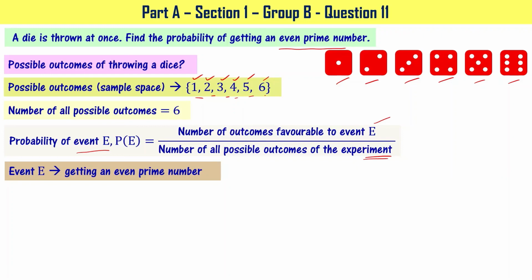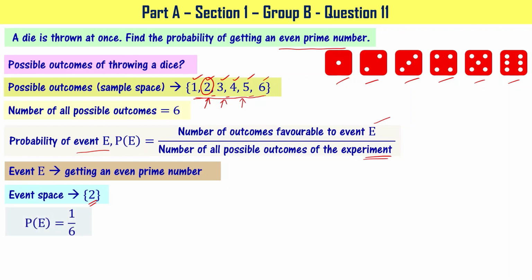When you observe, the options you can get are 1, 2, 3, 4, 5, 6, right? Here you may be having prime numbers 2, 3 and 5, but you want to have an even prime number. It means you have only 2 as the option, right? So event space is going to have only one number, that is 2, right? So the number of outcomes favorable to event E in this case is 1. That's why probability of event E, P of E, is going to be 1 divided by 6.